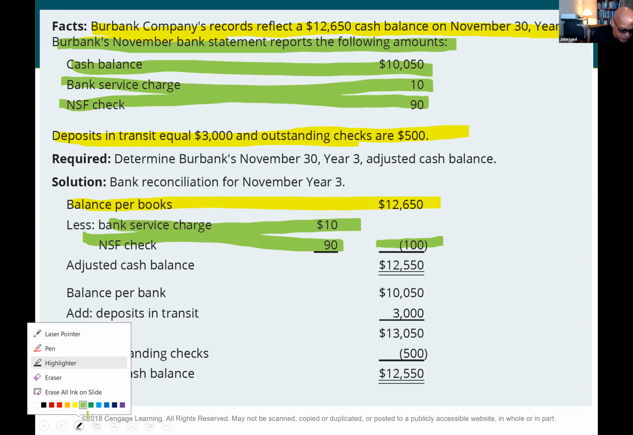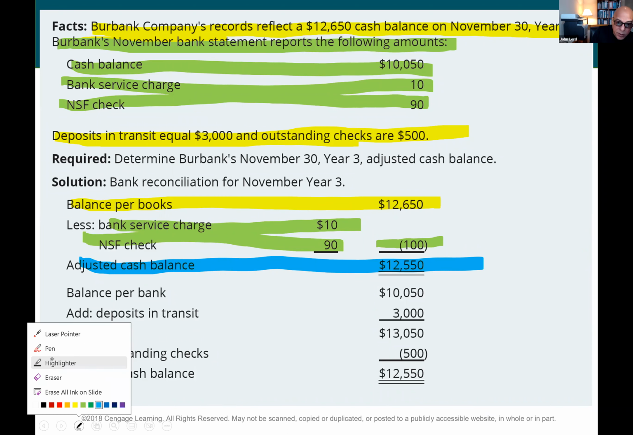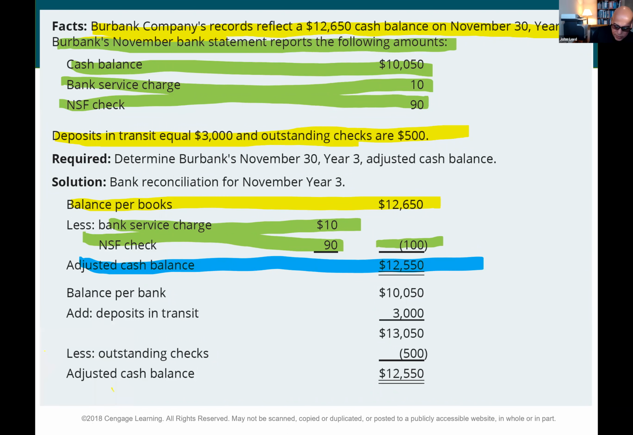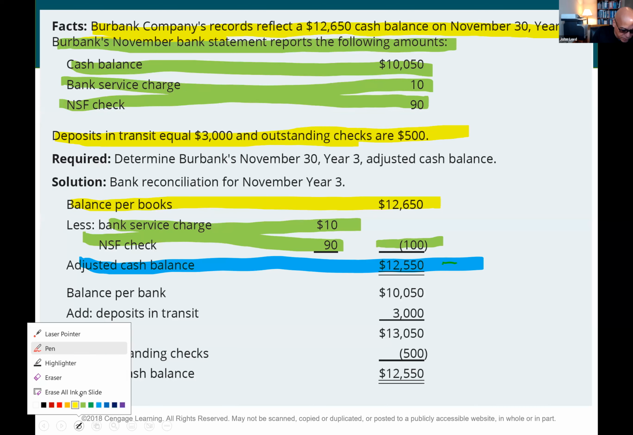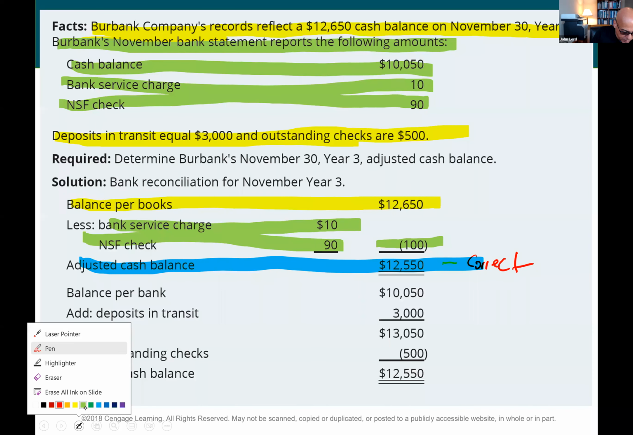And when we look at that adjusted cash balance, we're pretty much saying, okay, that is actually the correct cash balance. Okay, that's the correct balance. But let's make sure as we now reconcile what we know about the books to that number. Okay, so we go ahead and we get the balance per bank. That was what we saw in the bank statement.